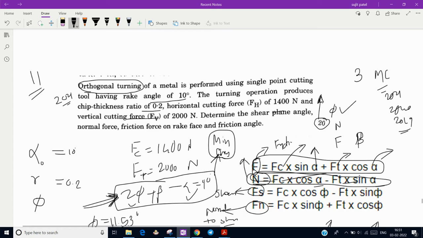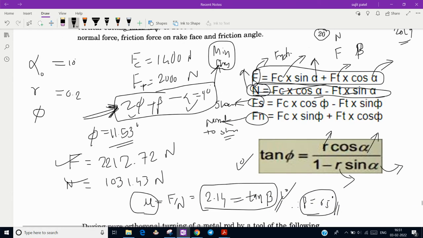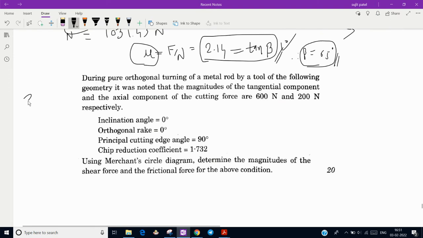So it's very easy to score 20 marks. So let's move to the 2020 question. Again, it is the orthogonal cutting operation. Here, in orthogonal cutting, the cutting force and thrust force are Fc equal to 600 Newton and thrust force is 200 Newton.